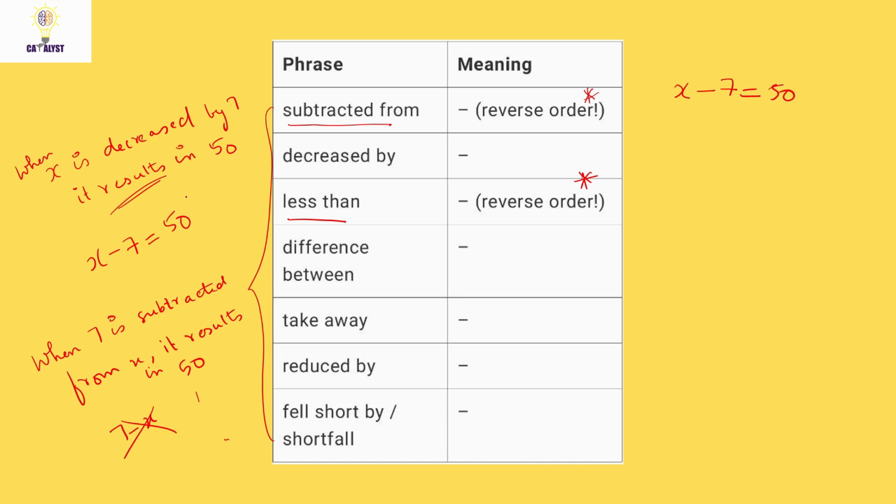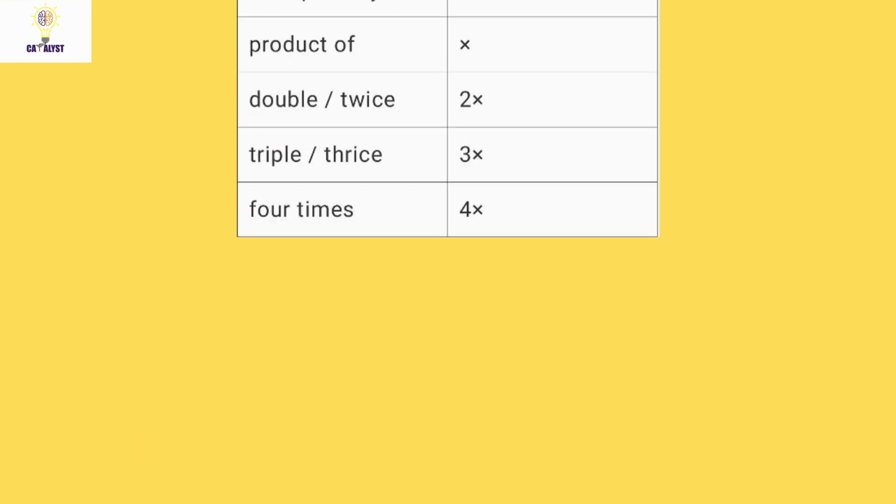The question is the same over here and here, just the wordings are different. When x is decreased by 7, or when 7 is taken away from x, it results in 50. So you have to read the wordings carefully. Generally, when subtracted from or less than is given, you have to take the reverse order. But once again, you have to read, understand the English and then solve it. After a few problems of this kind, you will get a hang of it. Here I have given you an example so that you keep this in mind for subtraction.